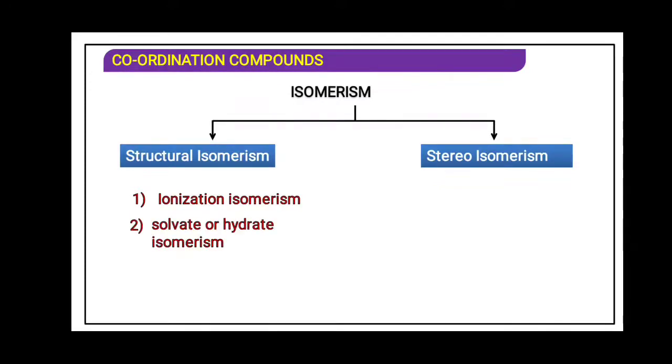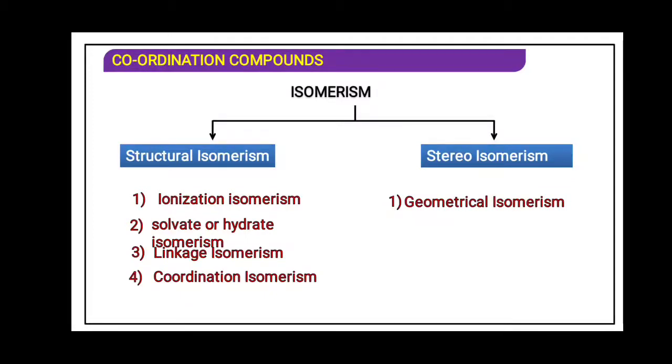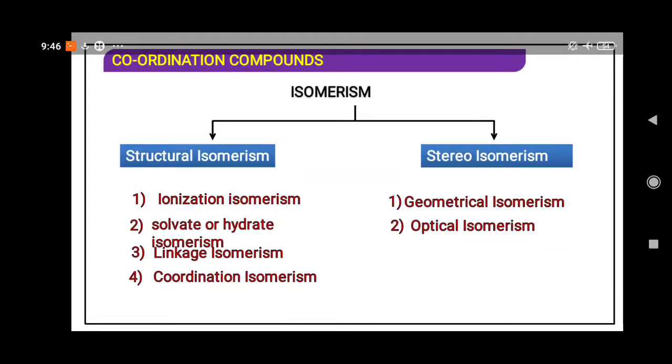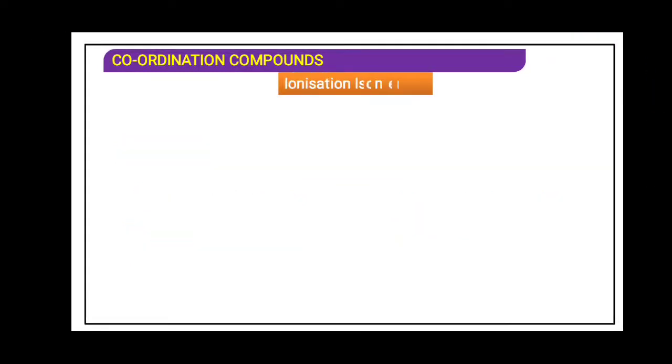In structural isomerism, we have 4 types. Out of the 4 types, any one can be asked. First one is ionization isomerism, second is solvate or hydrate isomerism, the third is linkage isomerism, and the fourth is coordination isomerism. In stereoisomerism, we have geometric isomerism and optical isomerism. Geometric isomerism we have studied in 11th standard, that is cis and trans compounds. And optical isomerism, here we will study D and L isomerism, dextro and levo rotatory molecules.